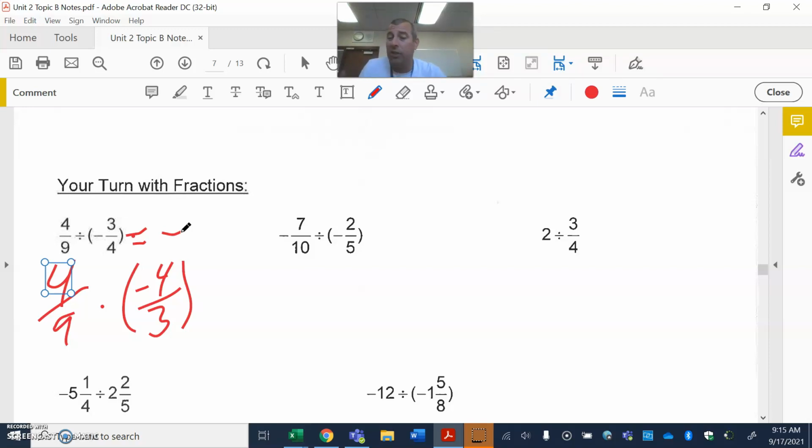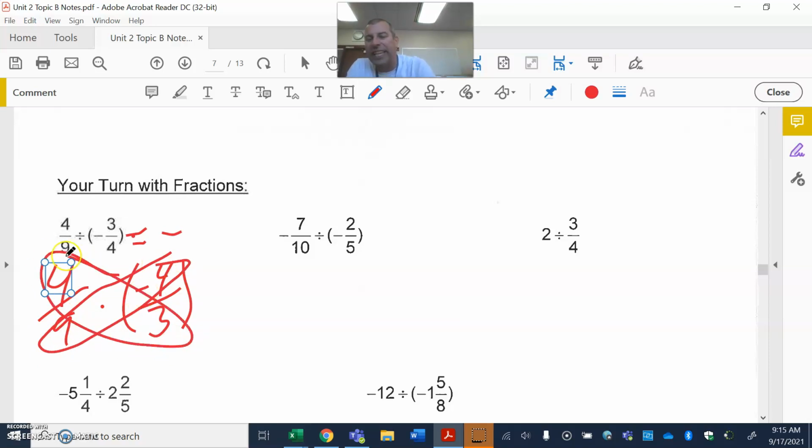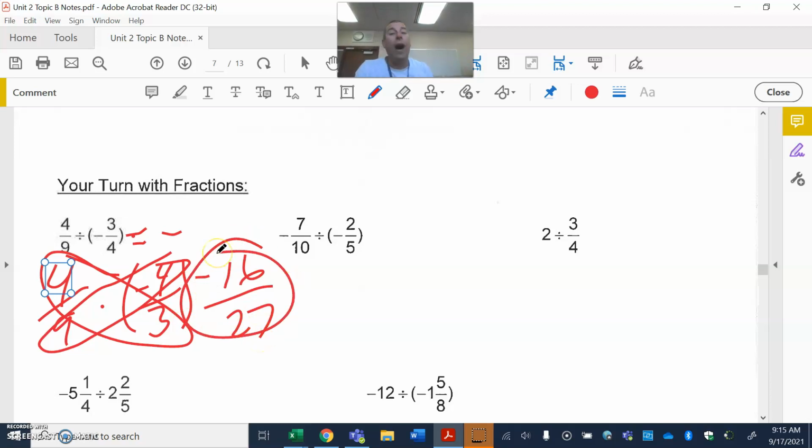Okay, I can use cross division, multiply across, and simplify. Looking at the 9 and the 4, nothing. Looking at the 4 and the 3, nothing. Multiply across, there's my 16, there's my 27. Remember, my answer is going to be negative. Voila, nothing to simplify by. I'm done. Let's move on.